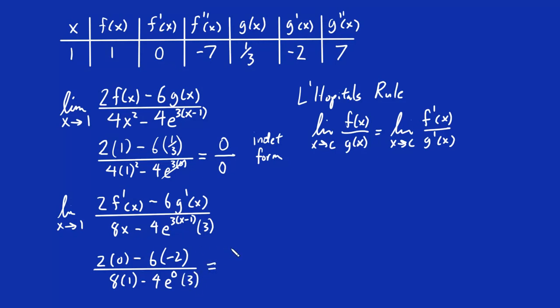So when we do the arithmetic, we end up with 0 minus -12, so that's positive 12 over 8 minus 4 times, this is 1 times 3, so this is 8 minus 12. So we get 12 over -4. And our answer is -3.